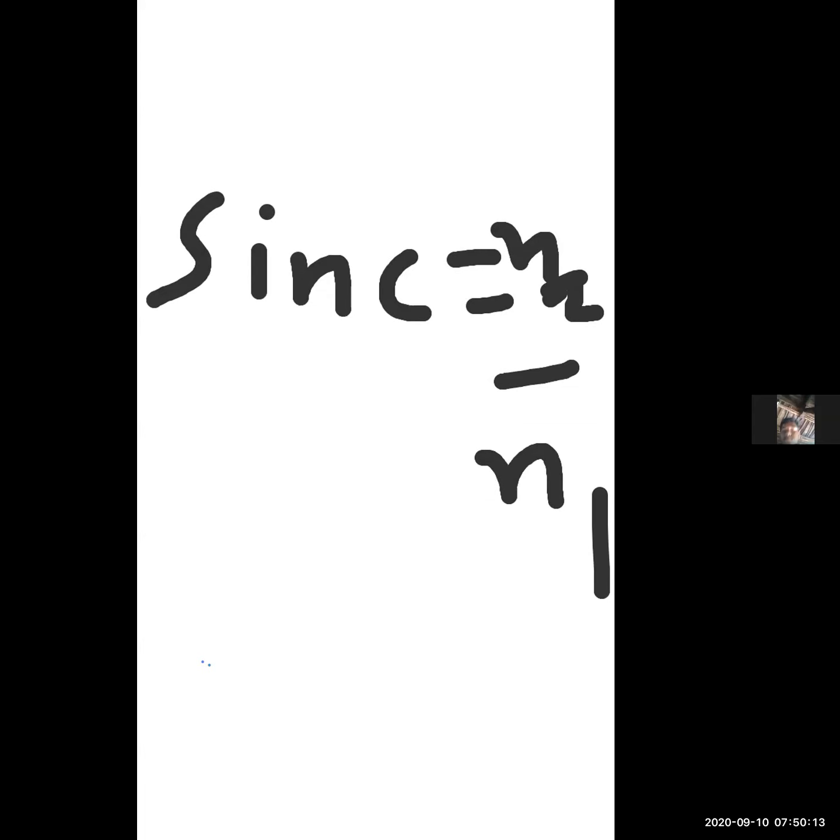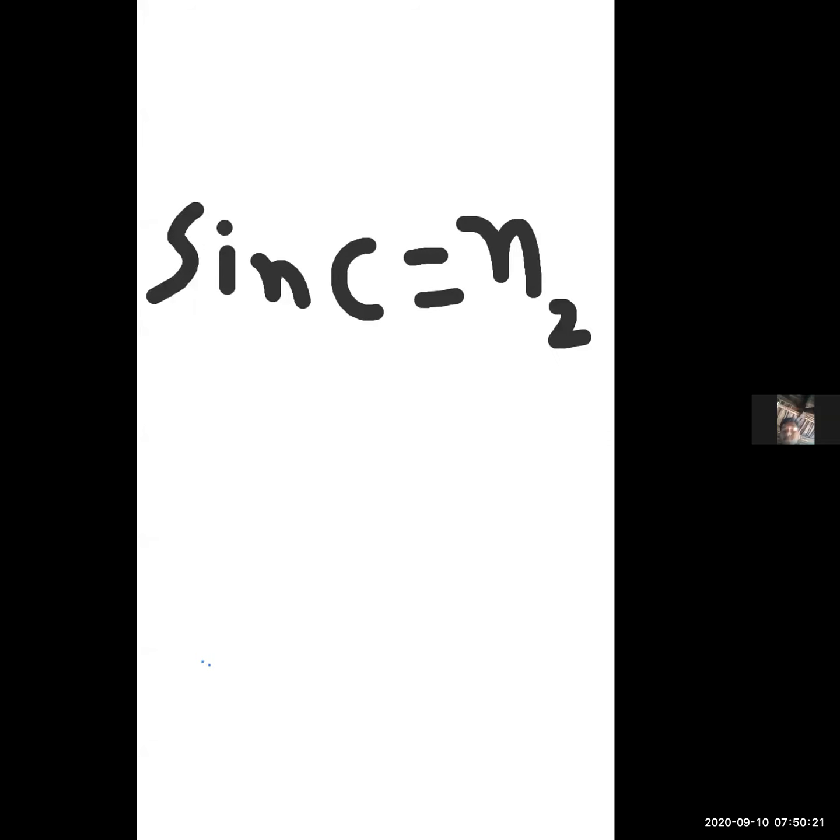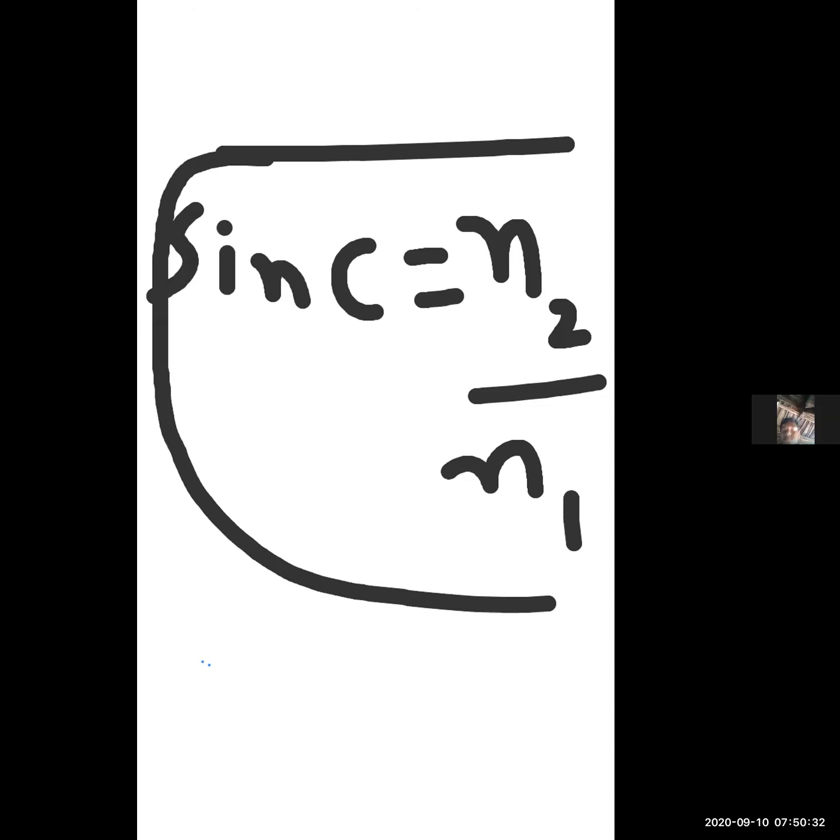I write once again. Sin C is equal to N, write 2 as suffix, by N1, write 1 as suffix. Sin C is equal to N2 by N1. This is the formula for critical angle, students. Sin C is equal to N2 by N1. Note down this.